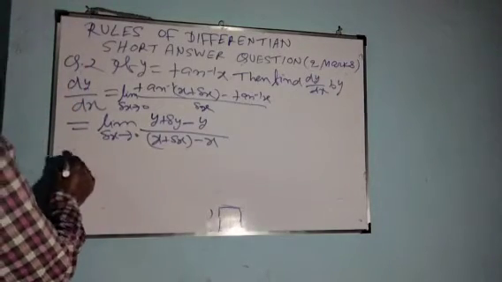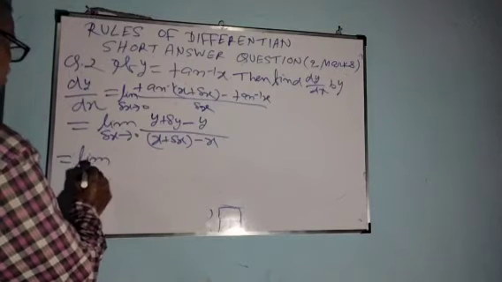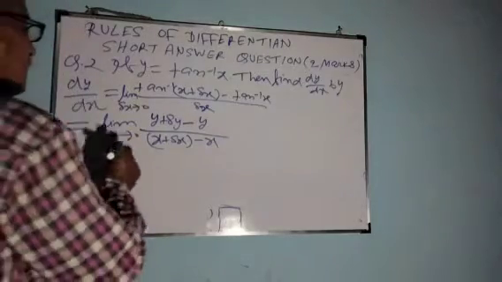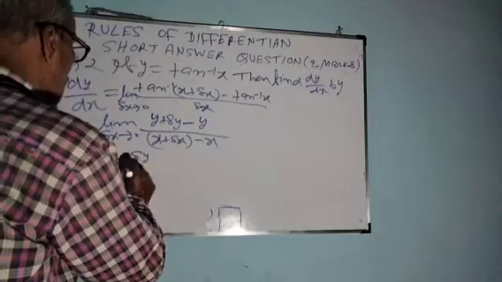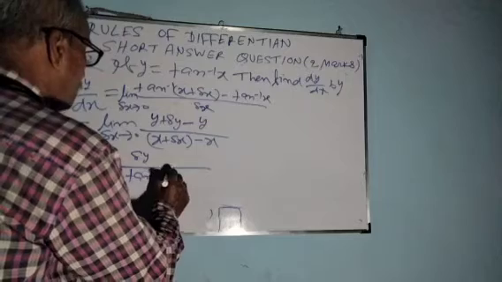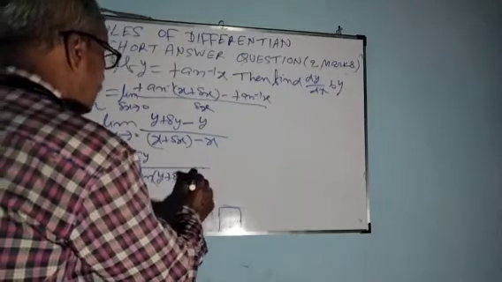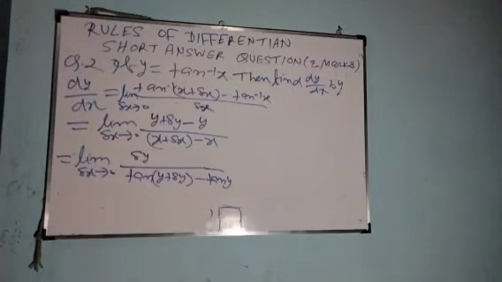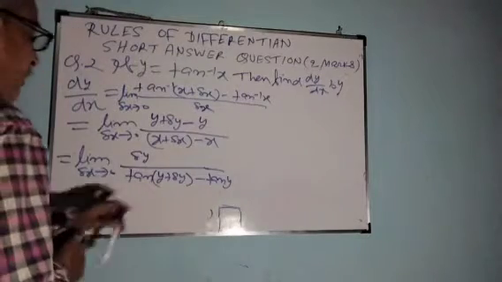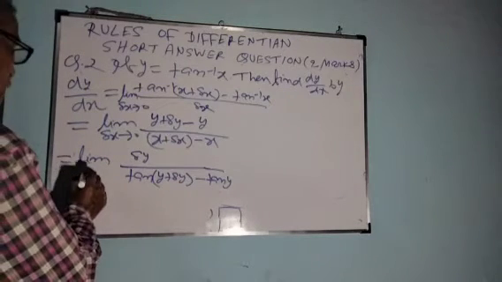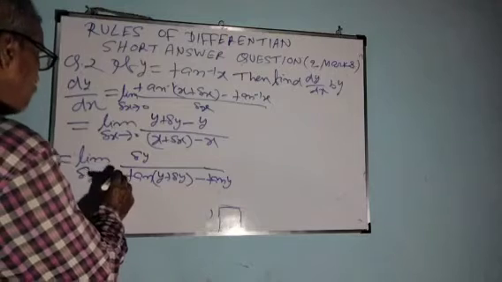This is equal to limit delta y by tan of y plus delta y minus tan y, and we have known that when delta x tends to 0, delta y tends to 0. Here all the terms are in delta y, so we write limit delta y tends to 0.